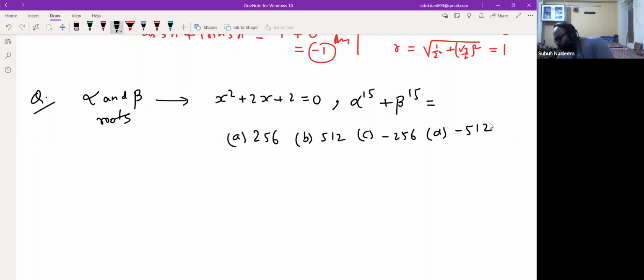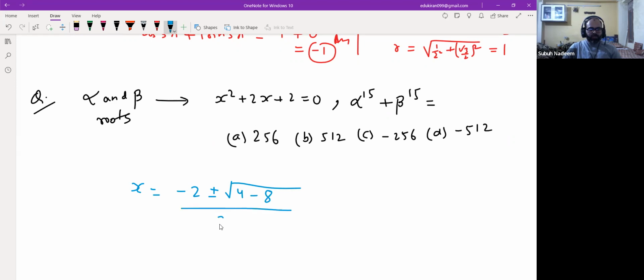If you find its roots, what will you get? Imaginary roots, of course. But what will be those roots? It's minus 2 plus minus root over b square minus 4ac by 2a. So this will be minus 1 plus minus 2 iota. So one root is minus 1 plus 2 iota, another one is minus 1 minus 2 iota.